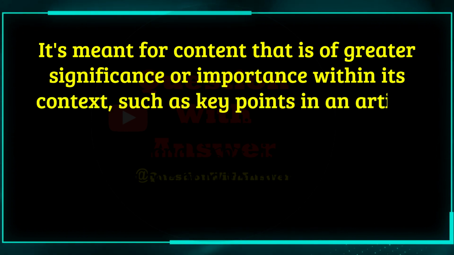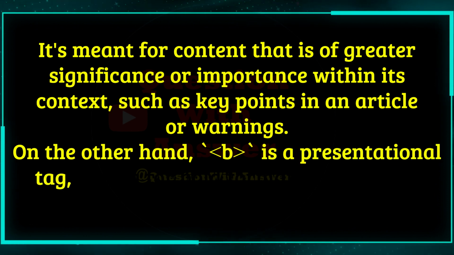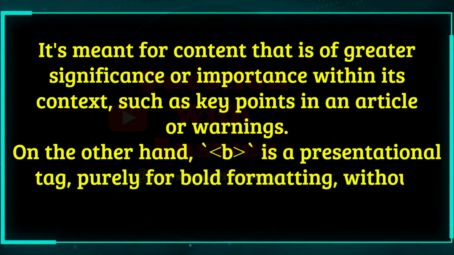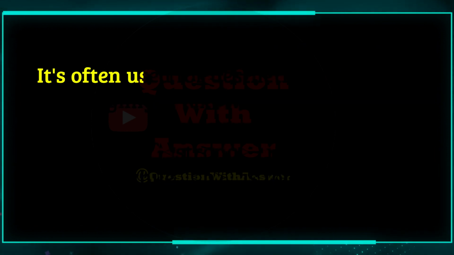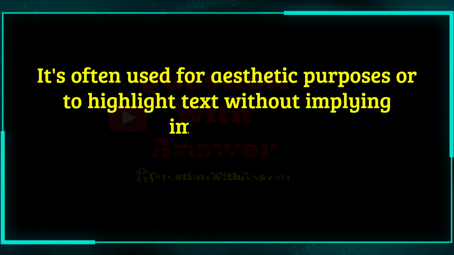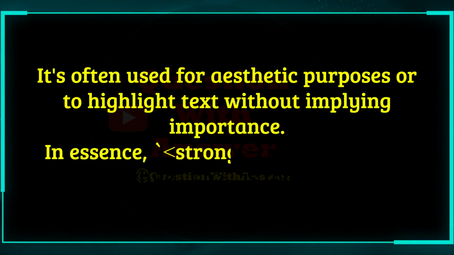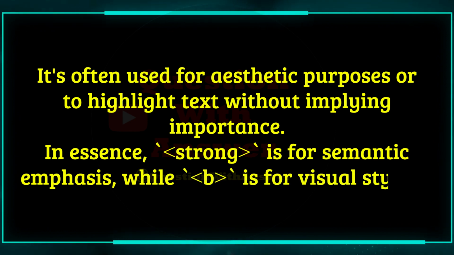article or warnings. On the other hand, B is a presentational tag, purely for bold formatting, without conveying any specific semantic meaning. It's often used for aesthetic purposes or to highlight text without implying importance. In essence, strong is for semantic emphasis, while B is for visual styling.